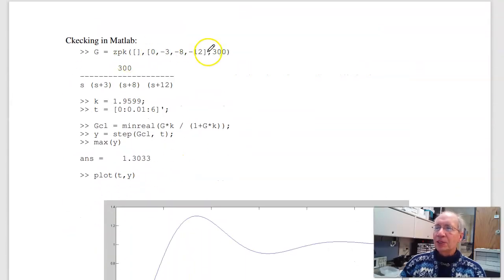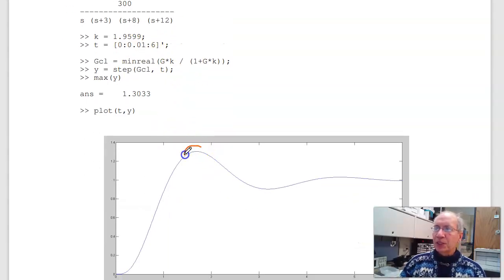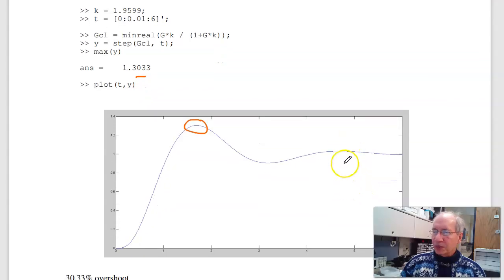Checking MATLAB, here's G, here's K. Closed loop system, take the step response. I should have 28% overshoot. It's actually 30%. That's typical when you design for phase margin. I intersect the M circle, meaning the resonance is too high, meaning the overshoot is too high. Close, but a little bit high. The settling time is about 5.8 seconds. No error per step input. Kind of what I expected.